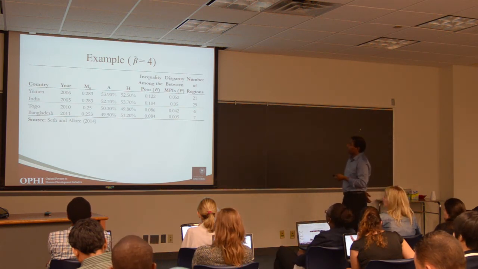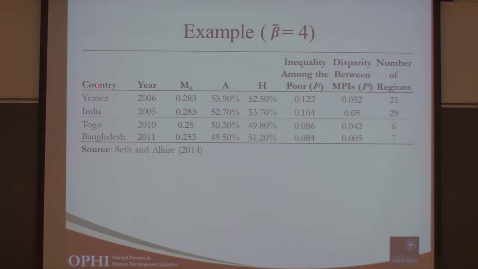Sorry about it. Here's a simple example from the book. We compare two pairs of countries, actually: Yemen and India, and Bangladesh and Togo. If you look at Yemen and India, same MPI. You have different levels of H and A, but not too different. I don't even know if they're statistically significantly different or not. But then you look at the inequality. Yemen's inequality is quite high, and they are statistically significantly different. Look at between-group disparities, they are also similar, and this is the number of regions, 21 versus 29. So definitely inequality is quite high in Yemen.